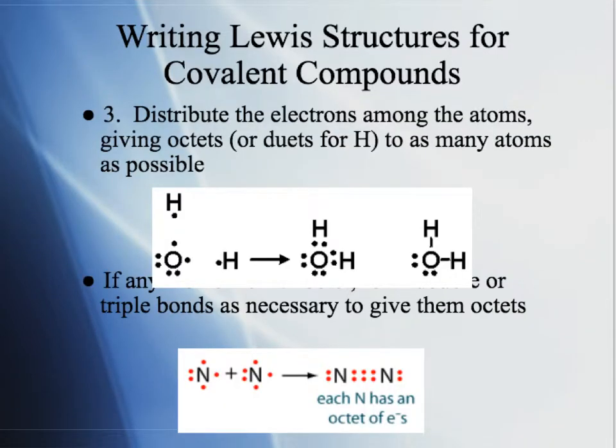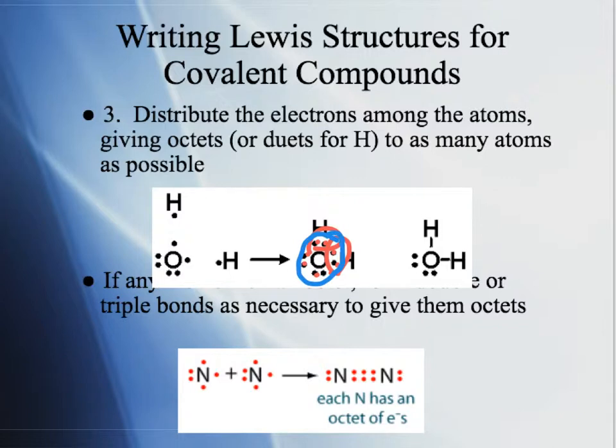Okay, so once you've figured out your skeletal structure and how many dots you're going to have, then you start distributing your electrons among the atoms, giving octets, or duets for hydrogen, to as many atoms as possible. So in the structure for water, you'll put that oxygen, and you'll put the 8 dots around it, and bam, you're going to have a duet for one hydrogen, the other duet for the other hydrogen, and if you look at oxygen, it's got 8 around it, so that's its octet. So you're good to go.